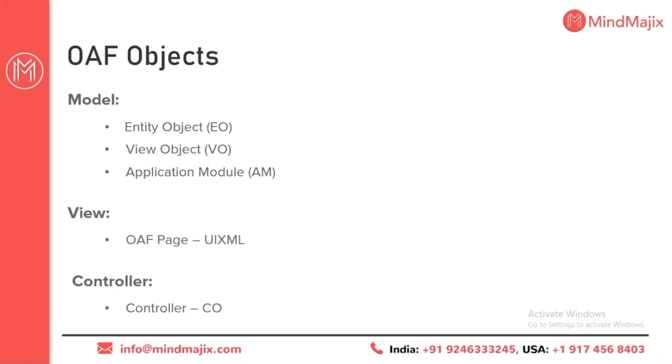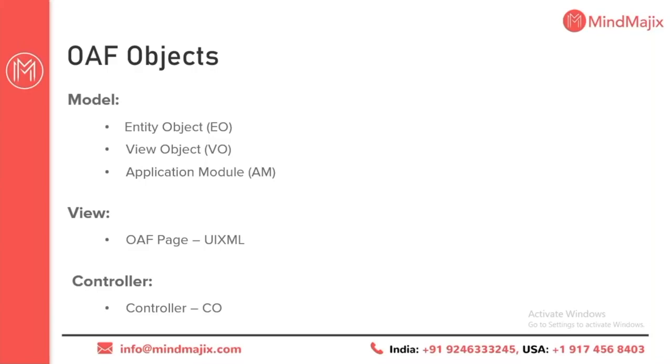Coming to view object. The view object is embedded with a query, so it's basically used to read the data from the database. One real-time scenario is a search page. You enter some search criteria and click on the Go button. Then what happens? Using the view object, you fetch the results from the database to the page using this VO query. So VO will have the query inside it, and it's used to read the data from the database.